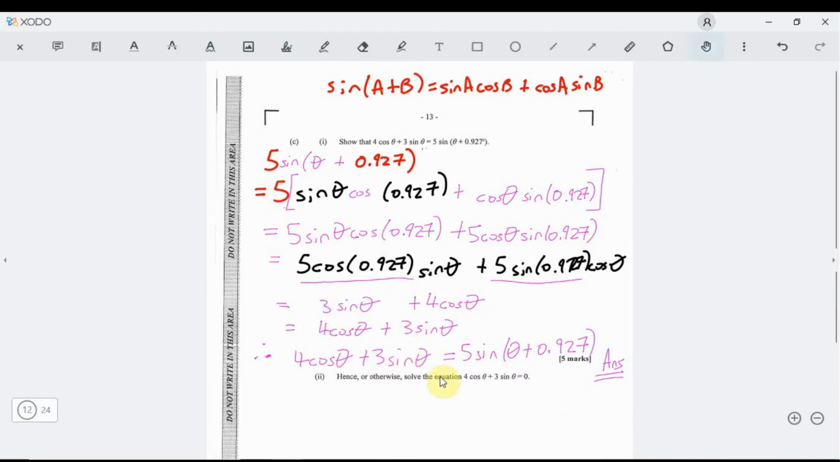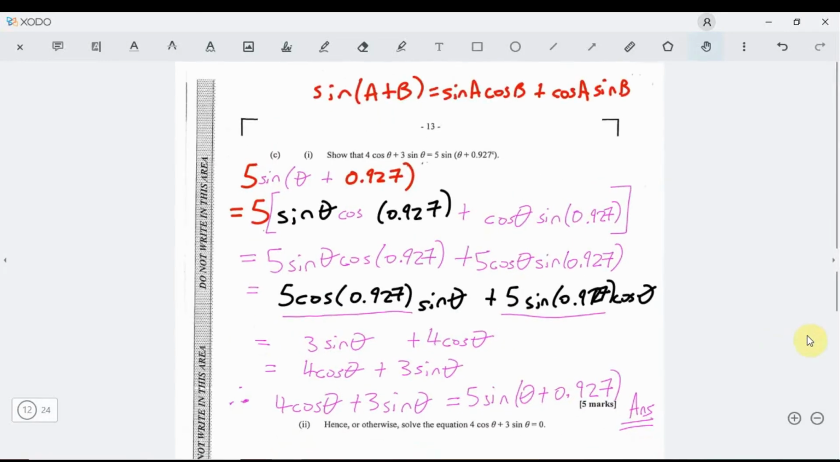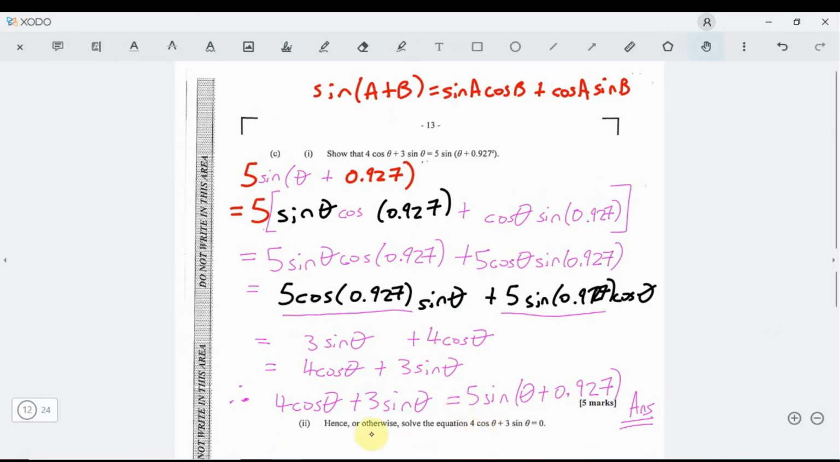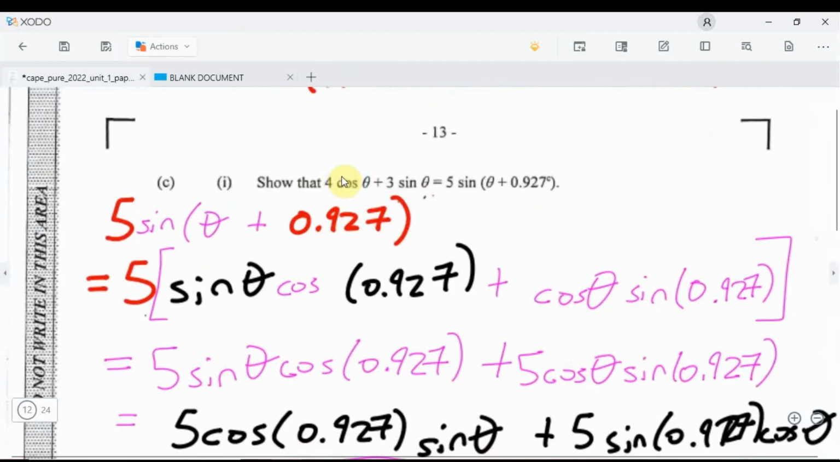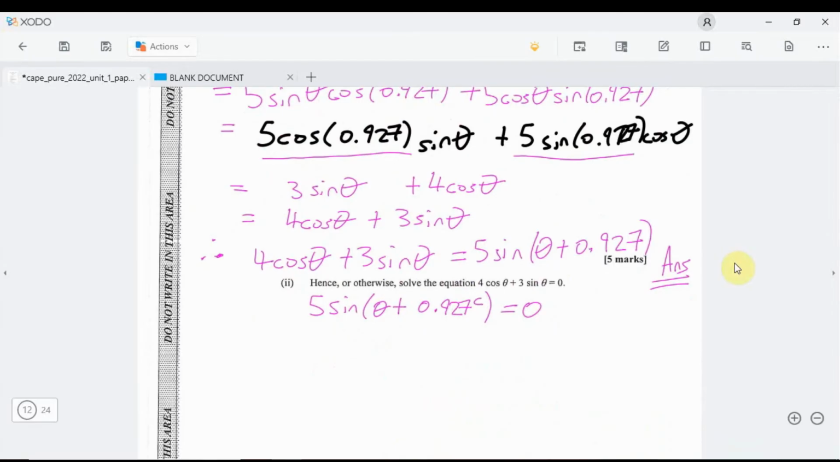I would go with the hence. We just realized that, remember, 4 cos theta plus 3 sine theta, we just worked it out that this left side is now 5 sine in bracket theta plus 0.927 radians, and that's equal to 0. So going with the hence is way easier instead of otherwise. You can solve it otherwise, but I'm going with the hence. So going with the hence now, we divide through by 5.